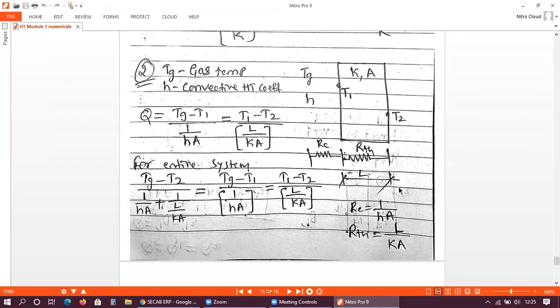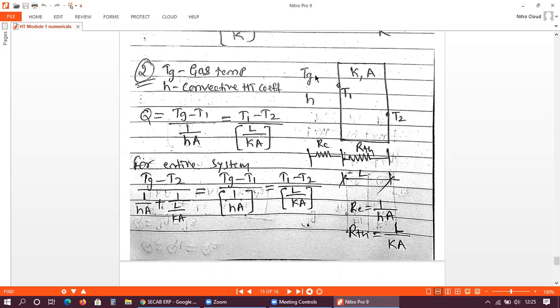The second type of problem we are discussing from today onwards: you can see there is one slab with thermal conductivity K and area A, with T1 as the temperature at the left face and T2 at the right face. This slab offers a thermal resistance of RTH, and the thickness of the wall is L meters. Whereas this inner surface, the left face, is subjected to another mode of heat transfer, that is convective heat transfer. Consider there is gas here.